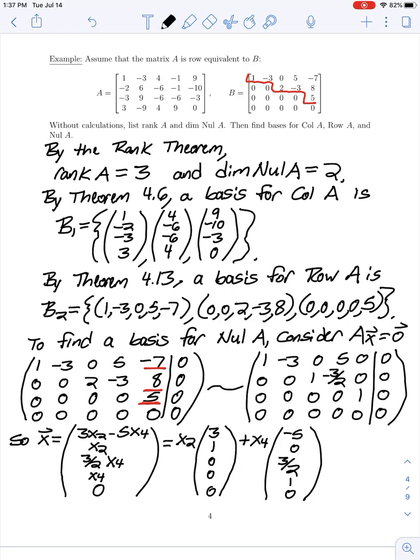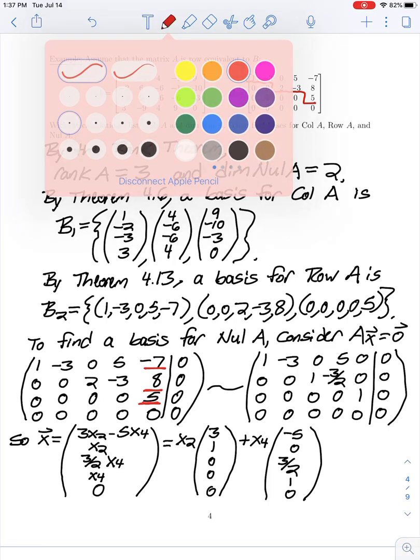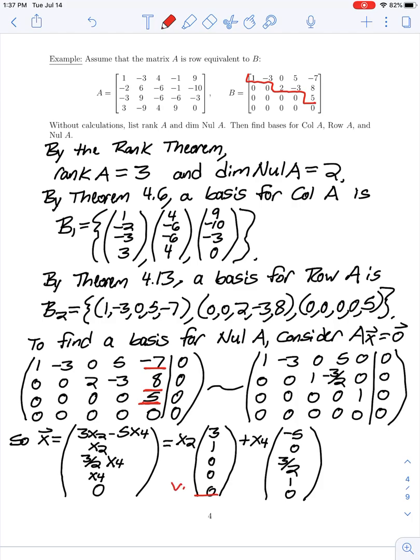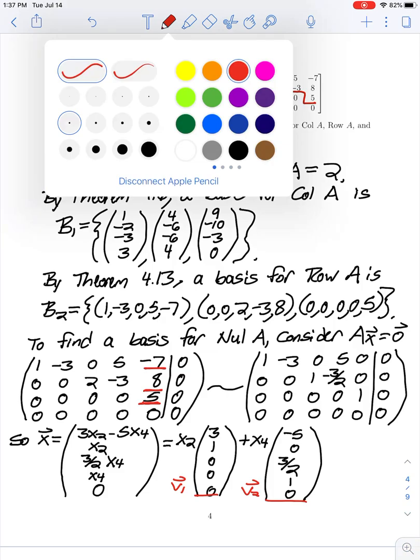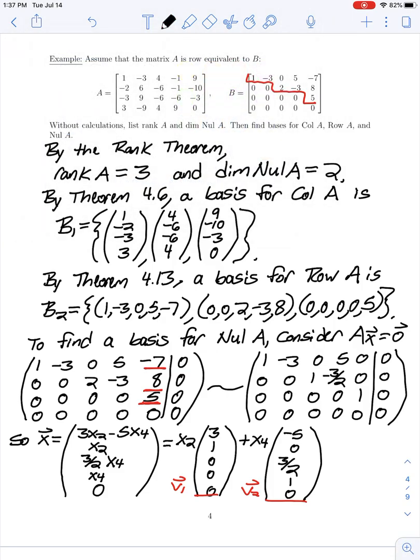All right. So let's give these two vectors a name. Let's call these maybe v1 and v2. And a basis for the null space would be this set of vectors. So here a basis for null A is the set B3, consisting of these two vectors, v1 and v2.